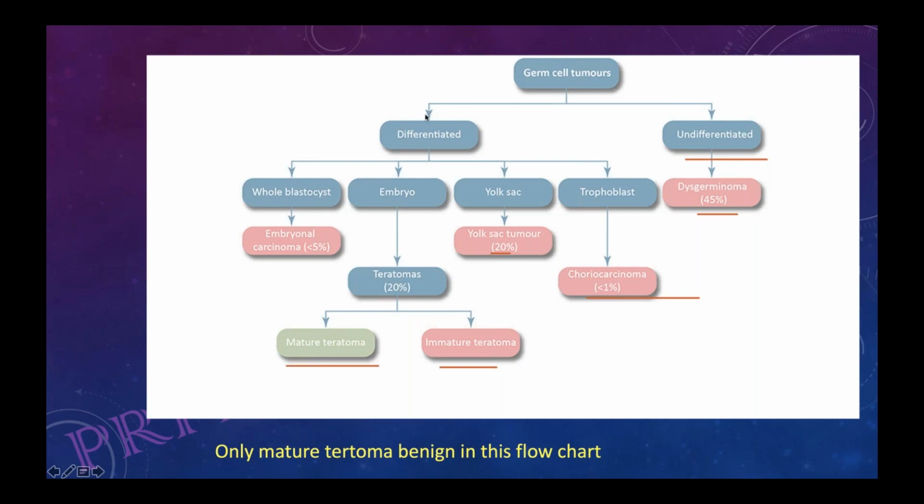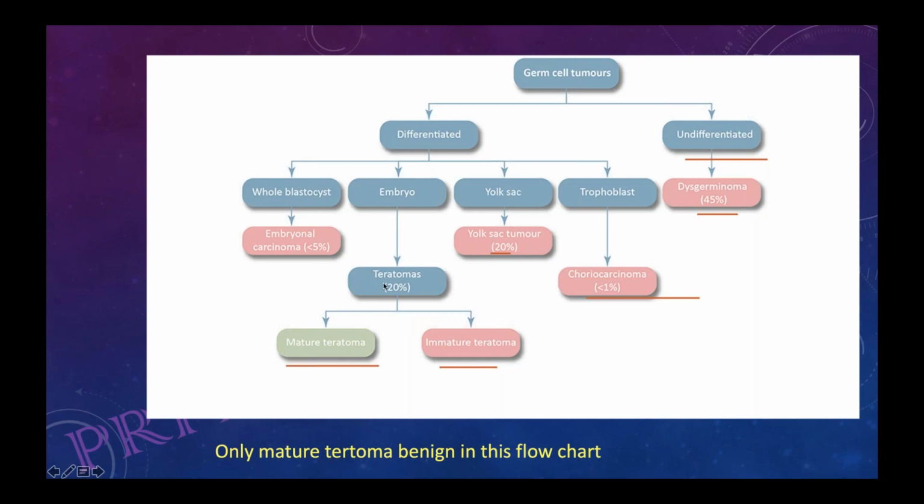Now coming to the second variety, the differentiated. Why is it differentiated? Because different cell lines are there. You can see the cell lines here. If the tumor is arising from a whole blastocyst, then it will be embryonal carcinoma. If it is arising from the embryo, this is important, then it will be teratoma, and it is 20%.